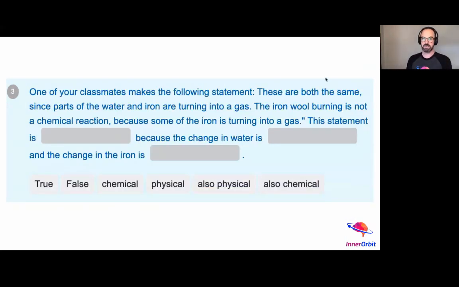After that, we ask another question where one of your classmates makes the following statement. So now students have to go through and evaluate a statement by an imaginary classmate. They need to say if something is physical or chemical because the change in water is this and the change in iron is this. And they have to say whether the statement the student made is true or false.